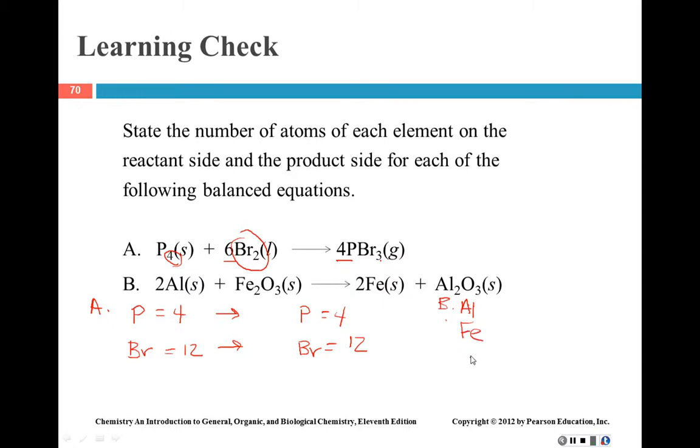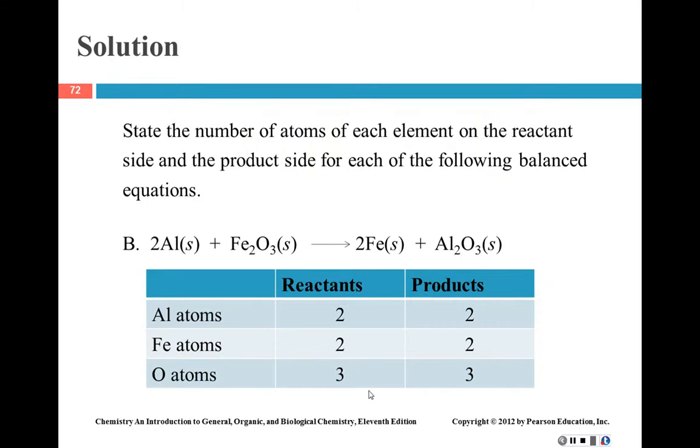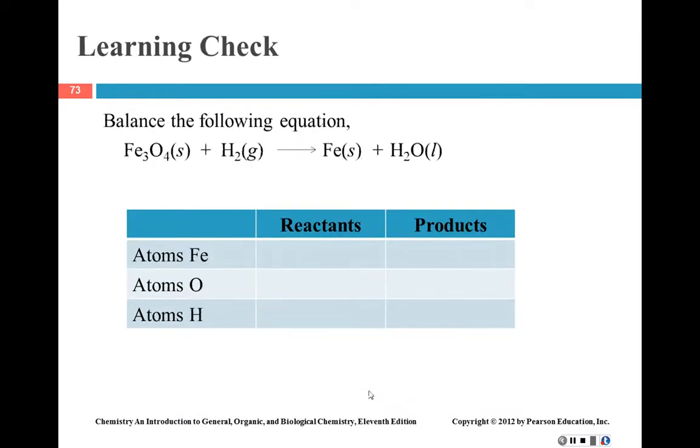For B, I've got Al, Fe, and O. Alright, I've got 2 Fe's and 2 aluminums and 3 oxygens. And then on the other side, I've got 2 aluminums, 2 irons, and 3 oxygens. So I'm balanced. Okay, see how that works? So let's do this one.